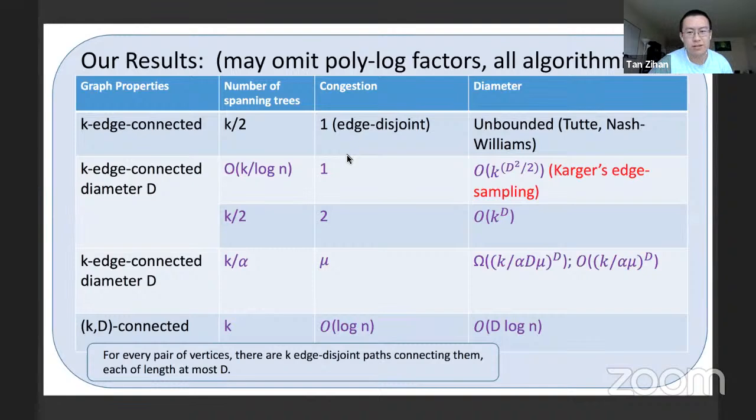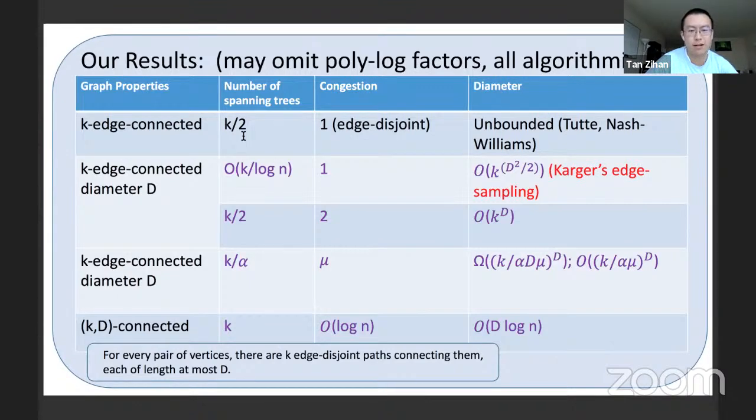So our result is summarized in the following table. The first line is the previous result by Tutte and Nash-Williams. They proved that in a K edge connected graph, there exists, and actually there's an algorithm that can find, K/2 edge disjoint spanning trees. There is a problem with this theorem. This theorem is correct, but it doesn't say anything about the diameter. And when we want to apply this kind of spanning tree packing result to distributed problems, we need the diameter to be small. So our result is the second to the 5th rows.